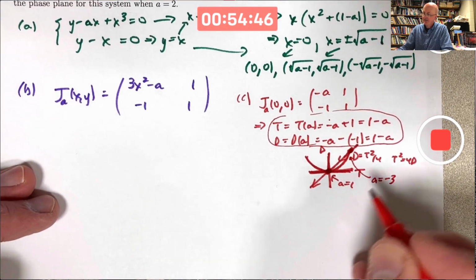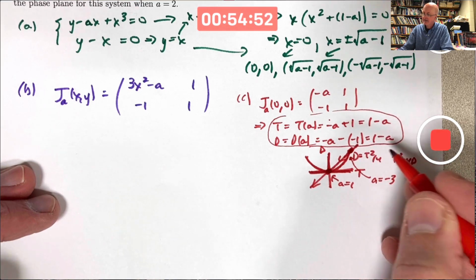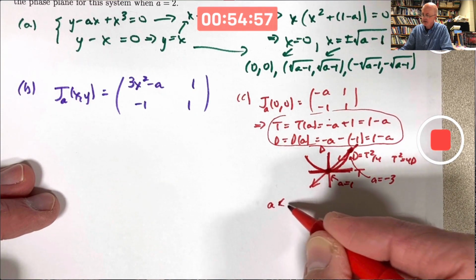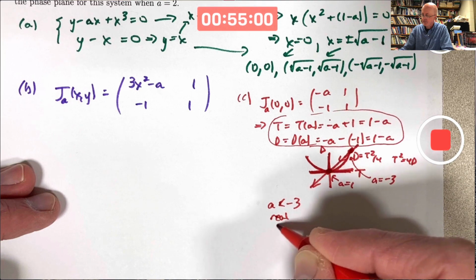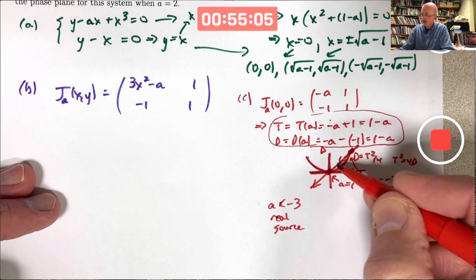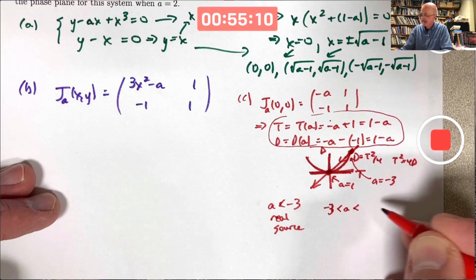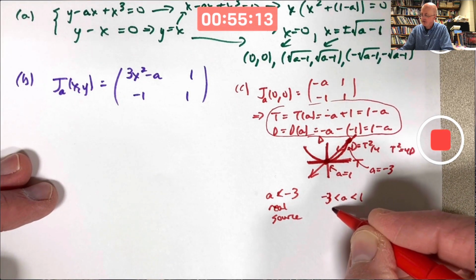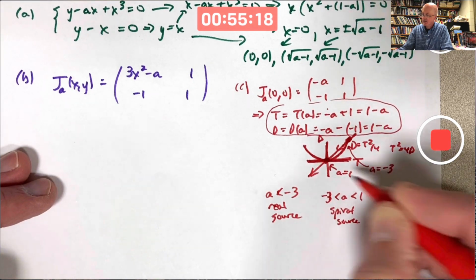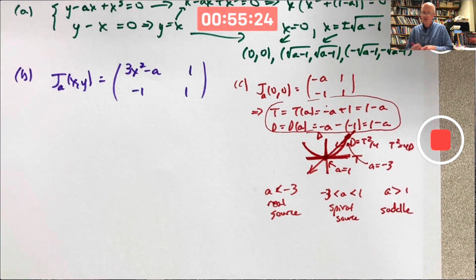So what this means is that, knowing the trace-determinant plane, when a is less than negative 3, this point is up here, and that means it's a real source, a non-spiral source. When a is between negative 3 and 1, when we're in here, it's a spiral source, it turns out: complex eigenvalues with positive real part. And when a is bigger than 1, that's when we're down here. That's where it's a saddle point. Okay? And there's your classification.